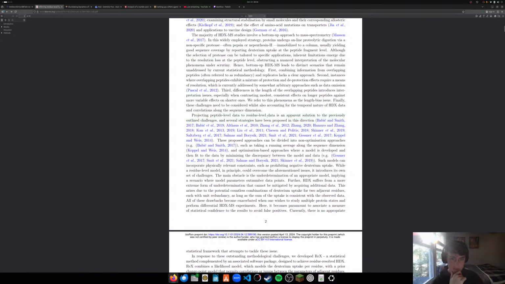Projecting peptide level data to residue level is an apparent solution to the previously outlined challenges, and several strategies have been proposed in this direction.